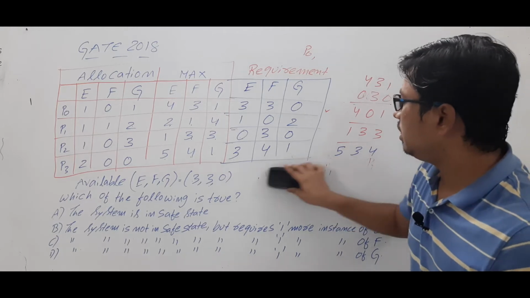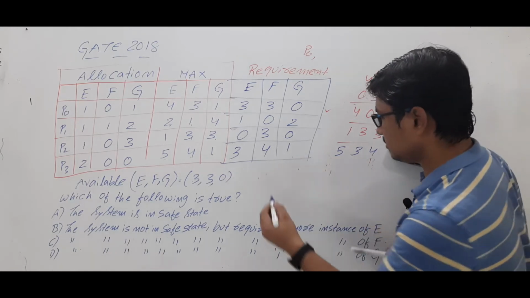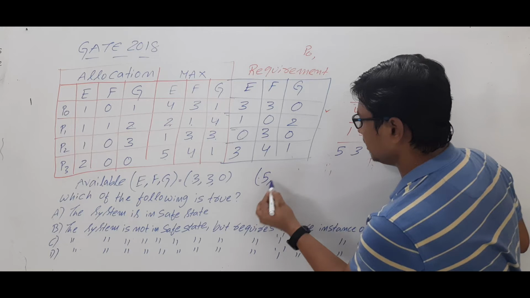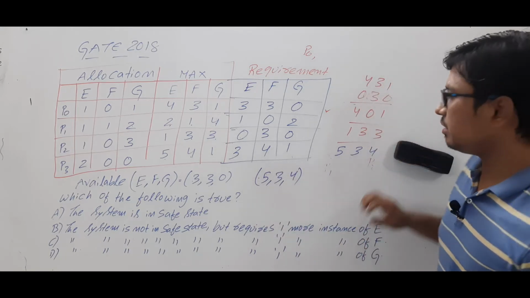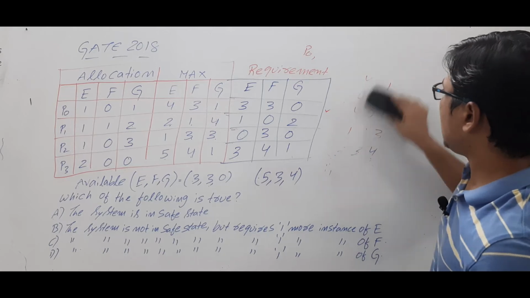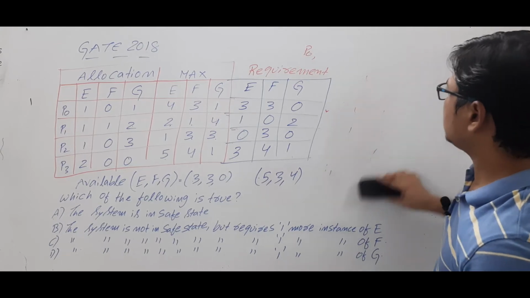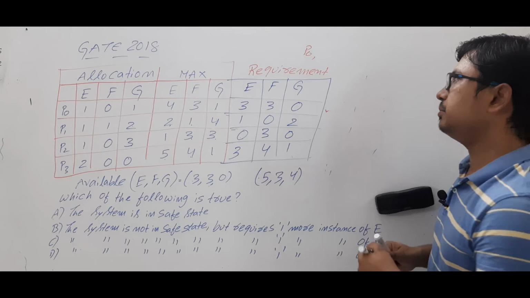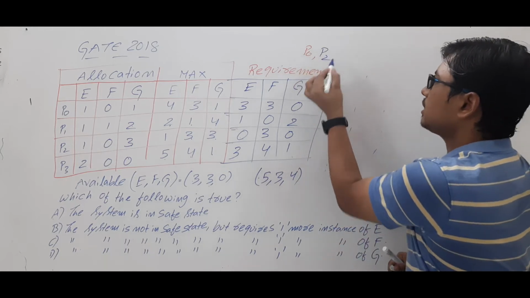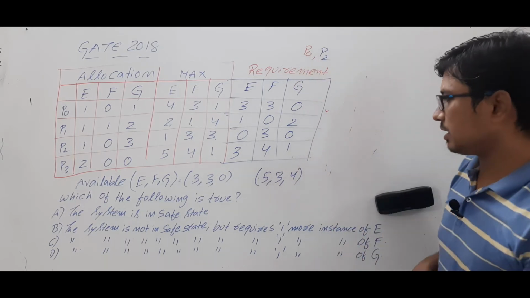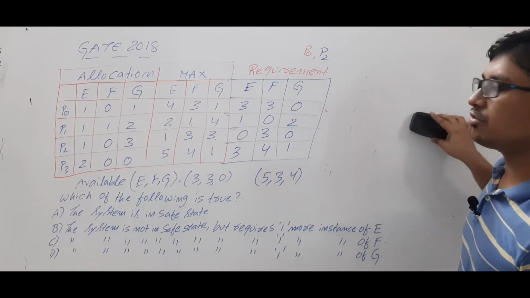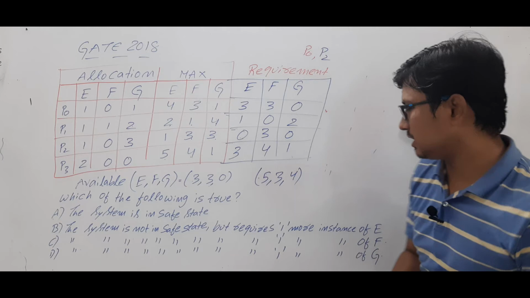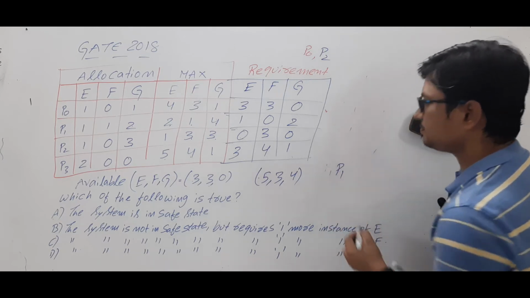So now the availability will be 534 of resource E, resource F and resource G. So we have allocated to the process P0 and it completes the task, and then we have allocated to the process P2 and it completed the task. Now with this availability, can we satisfy the requirement of P1 and P3? We will check it.